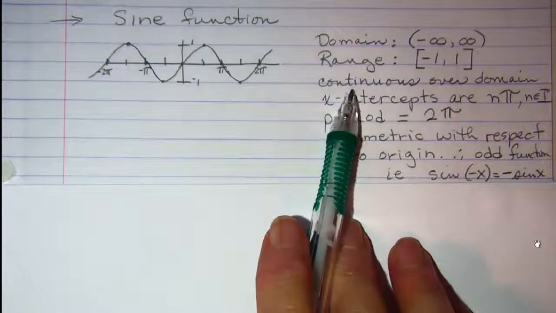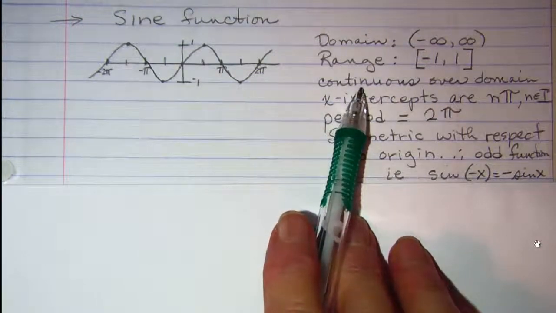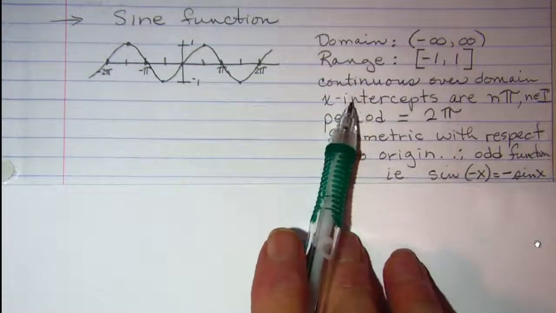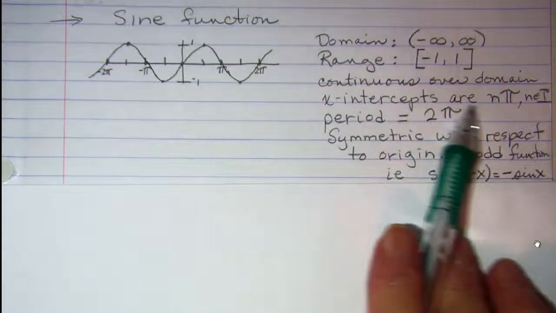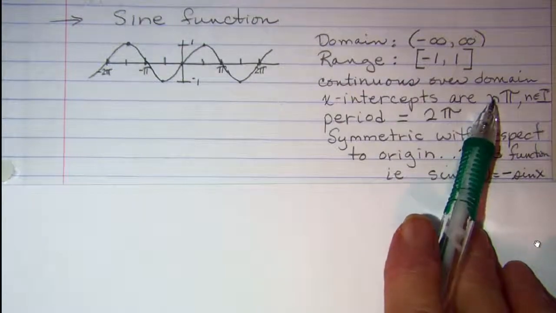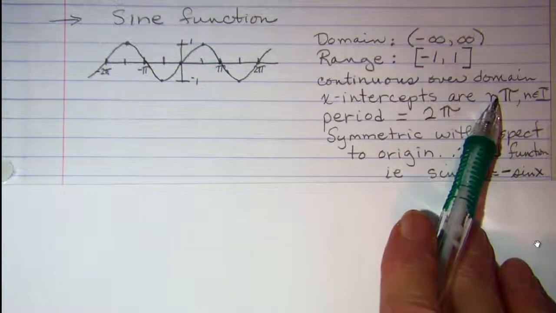Our sine curve is continuous over the entire domain, and the x-intercepts are n pi, where n is some integer: 0 pi, 1 pi, 2 pi, and so forth.